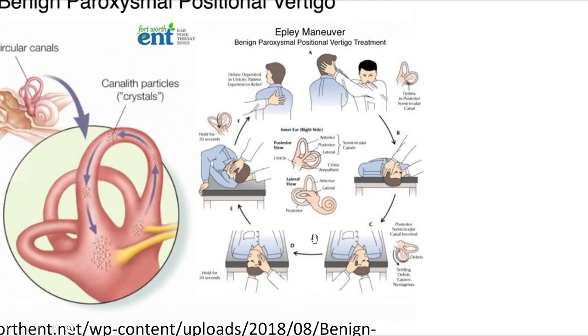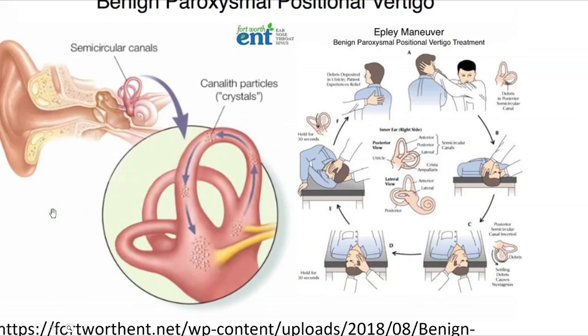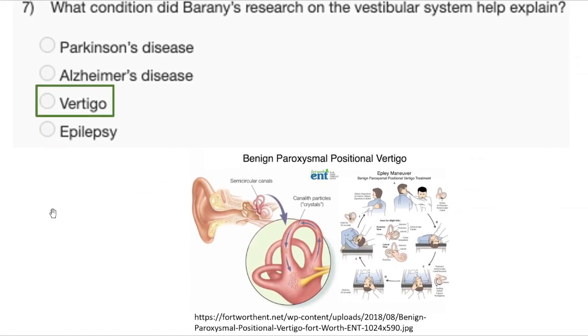I would urge you to go and check it out. I'm quite sure there are YouTube videos and other such resources you can look at about how this Epley maneuver is performed as a treatment for BPPV, in which basically the canalith particles or crystals get deposited in the posterior.